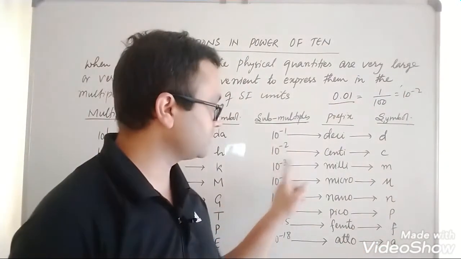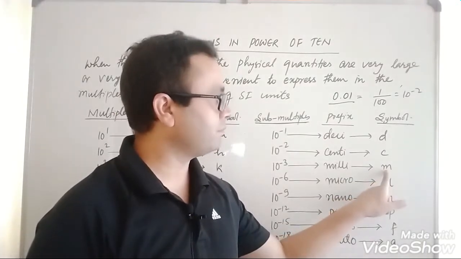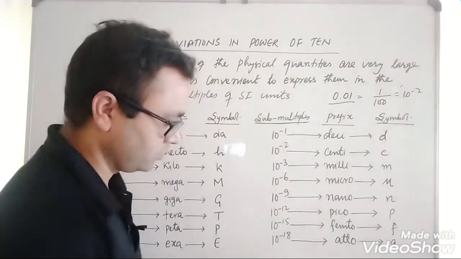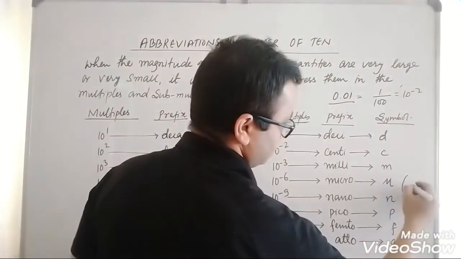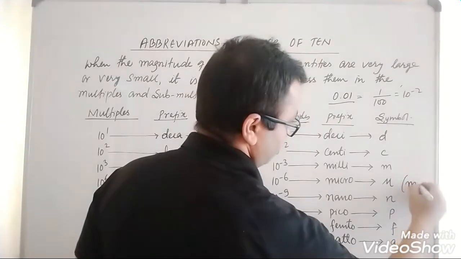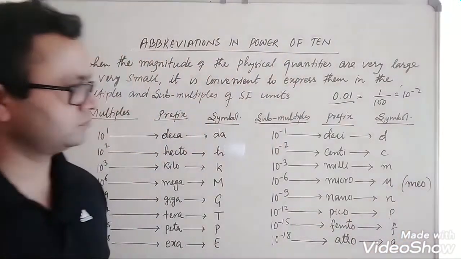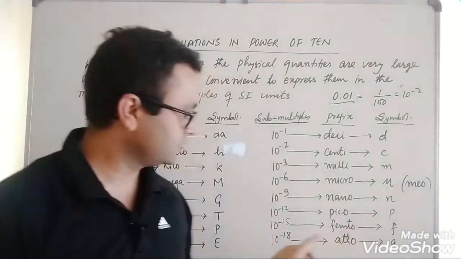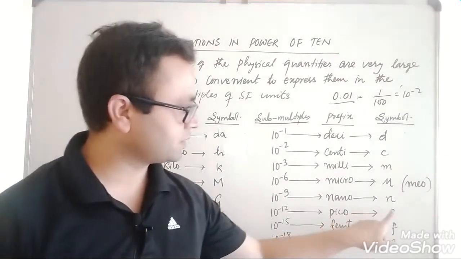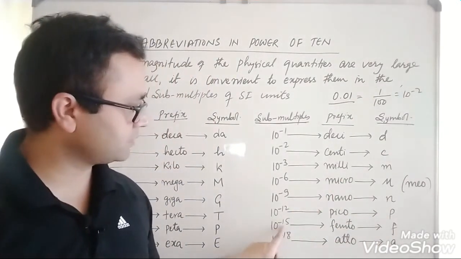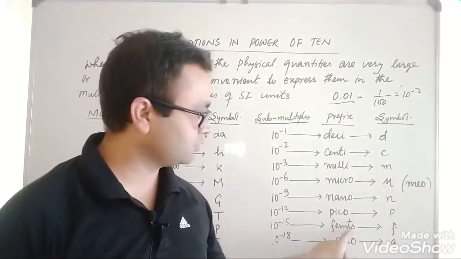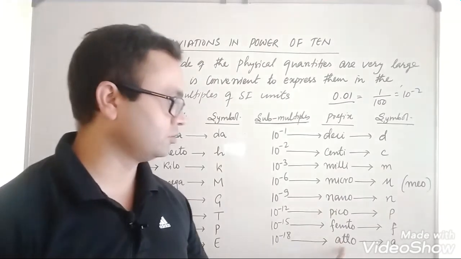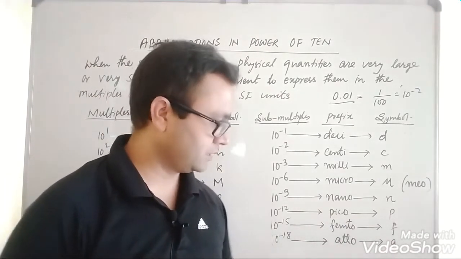Similarly, 10 to the power minus 3 is milli. It is represented by m. 10 to the power minus 6 is micro. It is represented by mu. And 10 to the power minus 9 is nano. It is represented by small letter n. 10 to the power minus 12 is pico. It is represented by small letter p. 10 to the power minus 15 is femto. It is represented by small letter f. And 10 to the power minus 18 is atto. It is represented by small letter a.